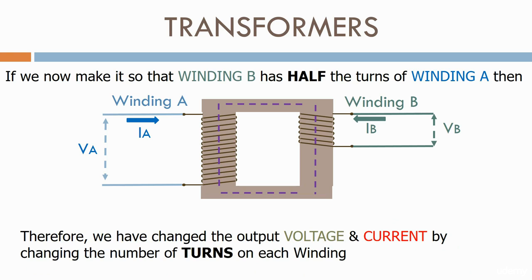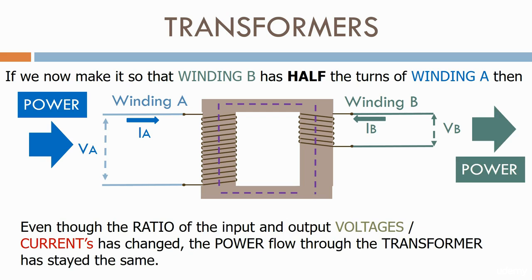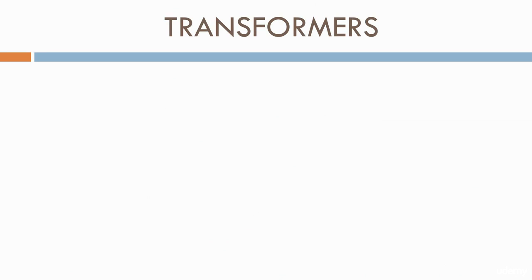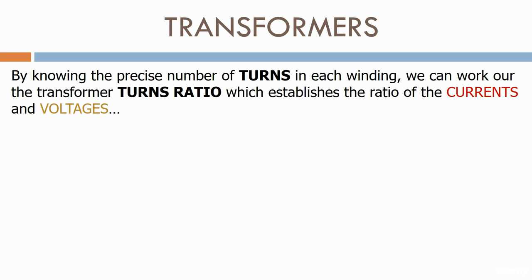Therefore, we have changed the output voltage and current by changing the number of turns on each winding. Even though the ratio of the input and output voltages and currents has changed, the power flow through the transformer has stayed the same. By knowing the precise number of turns in each winding, we can work out the transformer turns ratio, which establishes the ratio of the currents and voltages.